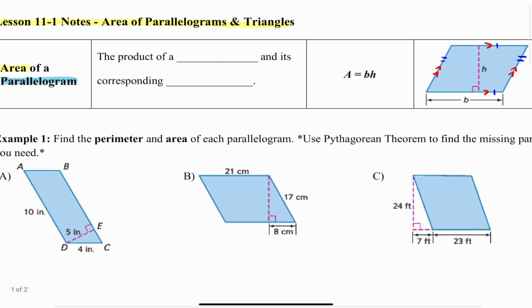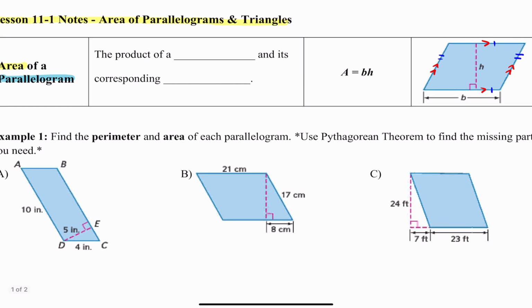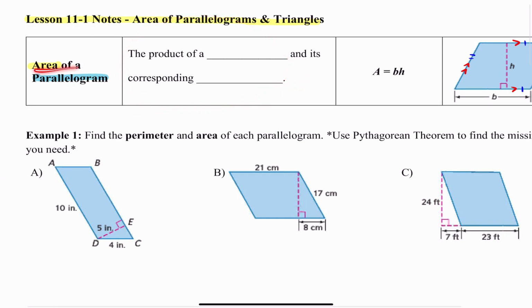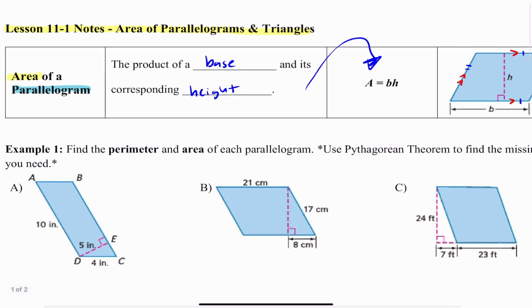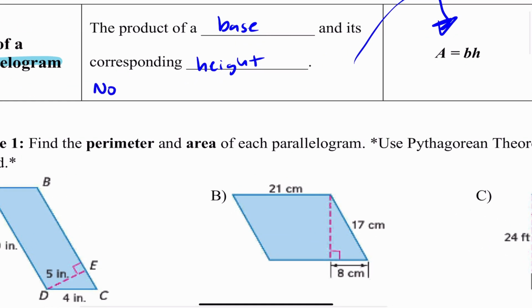Okay, so let's take a look at this. The area of a parallelogram is the product of a base and its corresponding height. In other words, A is equal to BH, or the area is equal to base times the height. So to figure out what's the base and what's the height, you have to know this rule. You're going to make a note here.